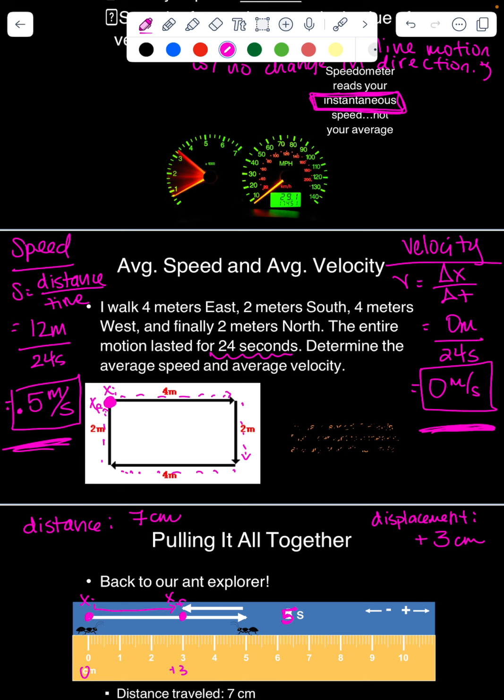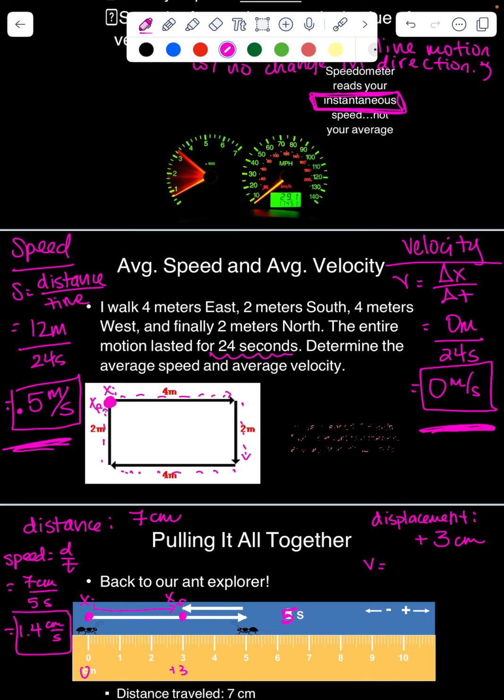All right, so if I'm trying to find my speed, then I'm going to use my distance. So my speed is distance over time, which gives us 7 centimeters over 5 seconds. Well, 7 divided by 5 does give us 1.4 centimeters per second. So the ant had an average speed of 1.4 centimeters per second.